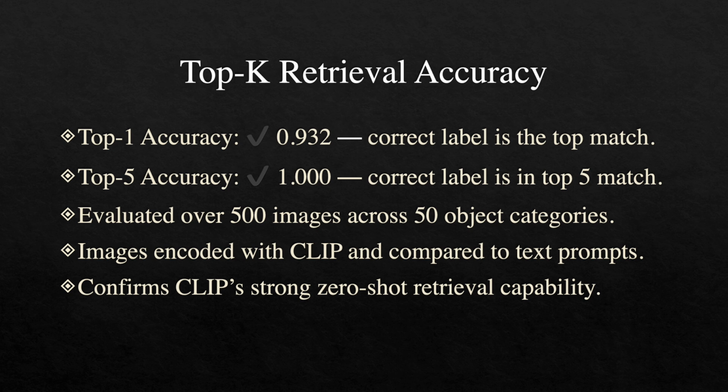I used top 1 and top 5 ranking to analyze whether the correct category appeared in the top 1 or top 5 results. It has 0.932 accuracy for top 1 accuracy. Even more impressively, it had 100% top 5 accuracy, which means that the correct label was always in the top 5 ranked images. This gives strong evidence that CLIP is highly capable in zero-shot retrieval tasks, even without any task-specific fine-tuning.